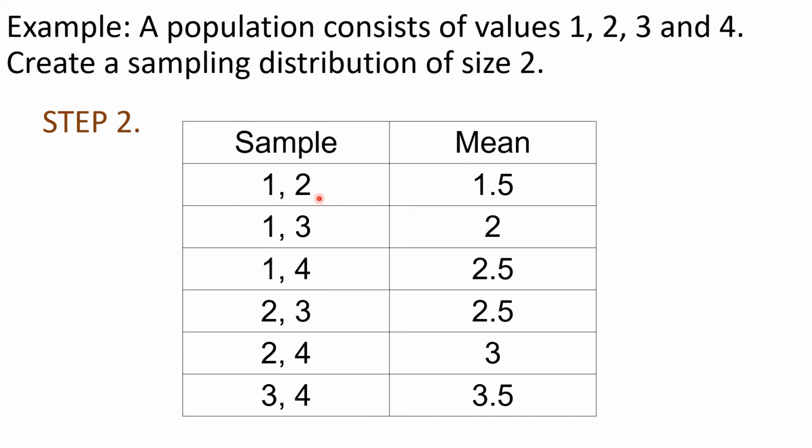Then let us find the mean of each pair. Again, to get the mean, recall that you will just get their sum and then divide it by the sample size. In this case, the sample size is 2 all throughout. Then that will be 1 plus 2 divided by 2. That is 1.5. 1 plus 3, 4 divided by 2 is 2. And so on. So this is the corresponding mean of each sample or combination of samples.